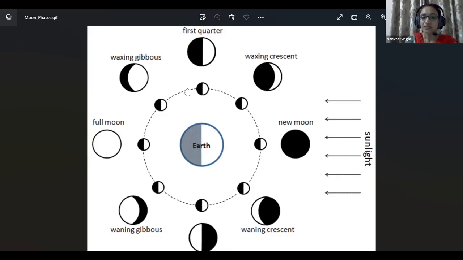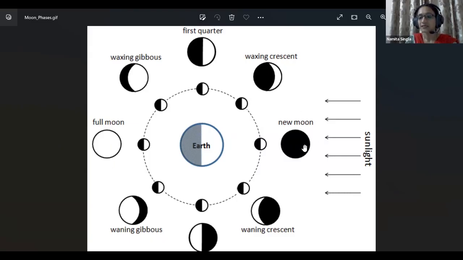Okay, so this is actually the real situation. What is actually happening in real? In real, every time half of the moon is illuminated. Half of the moon is always illuminated by the sun, and the other half is not being illuminated by the sun. But we do not see it like this every time. We don't see the half moon every time. We see these phases of the moon which are being represented on the upper side.